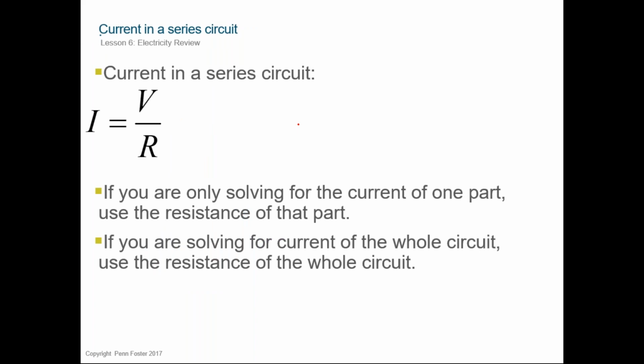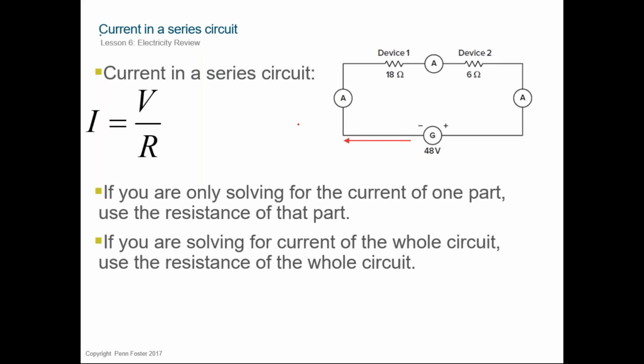And current in a series circuit is using the formula that we got in the last section. Current equals voltage divided by resistance. If you're only solving for the current of one part, you just use the resistance of that part. So you've got different resistors, so you might want to find the current in one resistor, so just use that. But if you're looking at the current for the entire circuit, you have to add up all of the resistances to find the resistance of the entire circuit. So use the voltage of the whole circuit divided by the resistance of the whole circuit. So it looks like this.